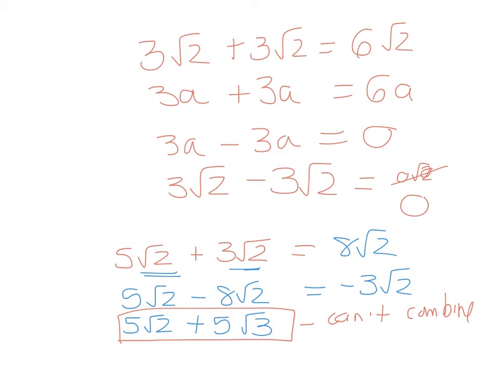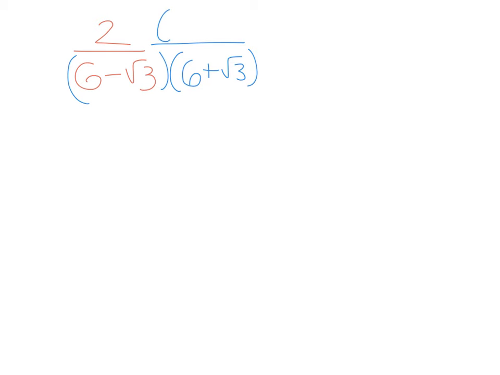Okay, so let's go back to conjugates again. Here's my example: 2 over 6 minus radical 3. I can't keep that radical 3 in the bottom, but I can't just multiply by radical 3 to get rid of it. I have to multiply by the conjugate, which is 6 plus radical 3. And if I do that on the bottom, I have to do it on the top. So I'm multiplying both the bottom and the top by the conjugate.